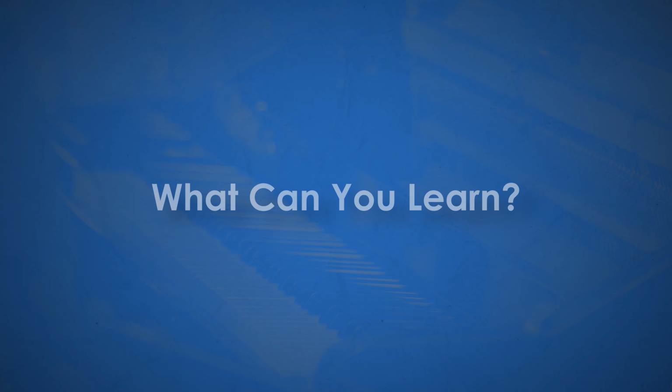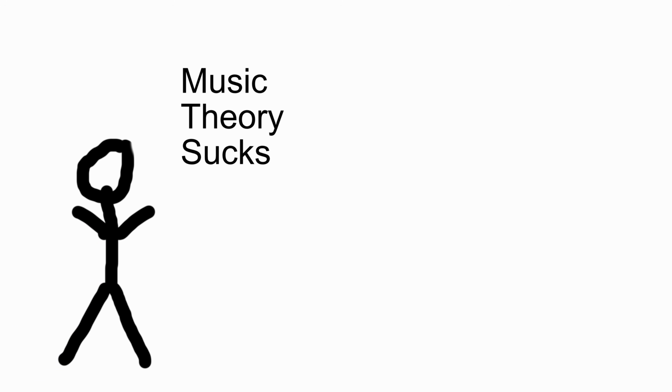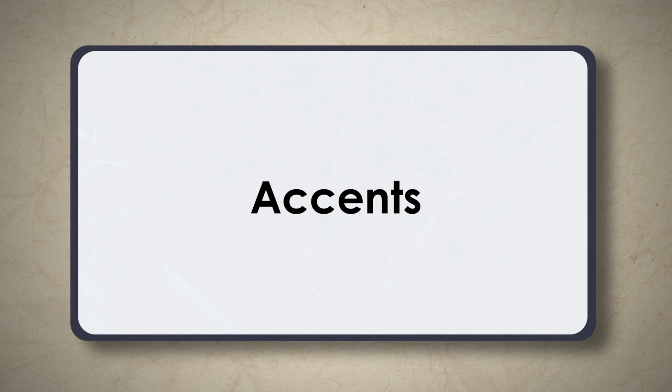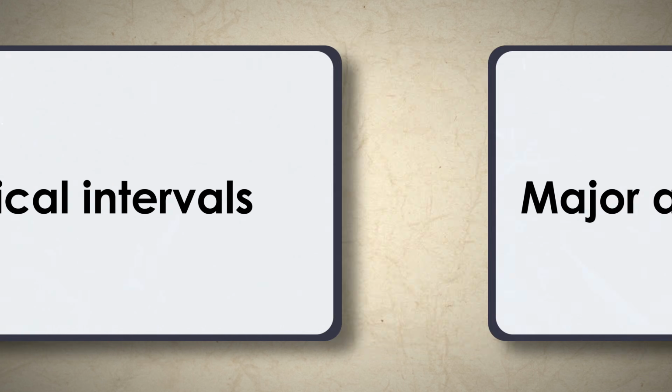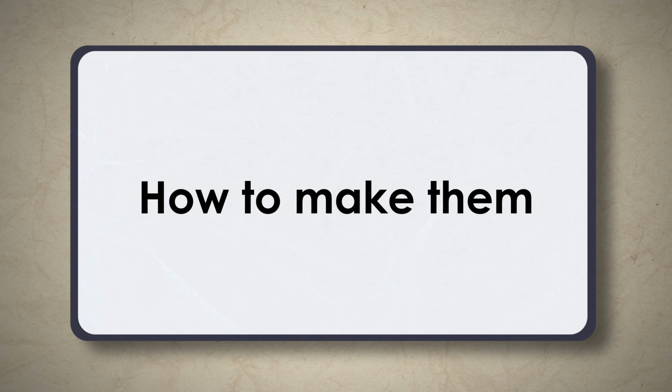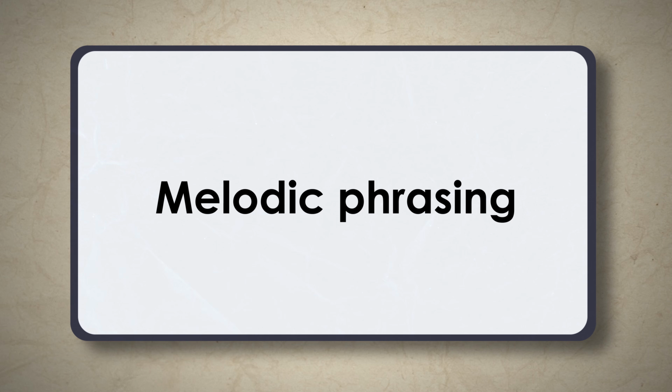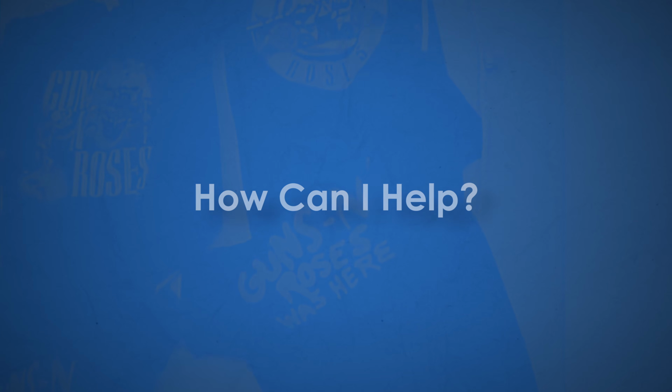What can you learn? I tried to go as in-depth as possible without getting lost in the endless woods of too much music theory. I wanted this course to be as bite-sized as possible. Some things that you can learn are, for example, basic notation, time signatures, rhythmic patterns and accents, the musical intervals, what are the major and minor scale and how to make them, major and minor chord progressions, melodic movement, melodic phrasing and much more.